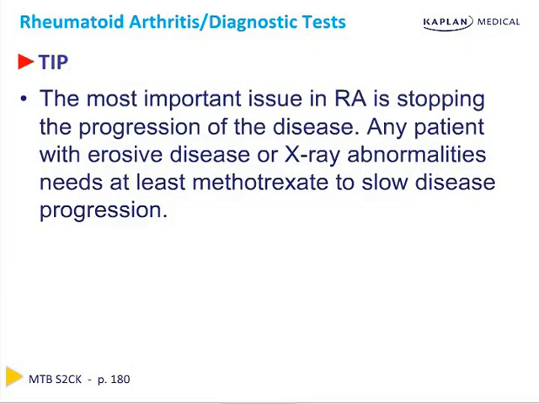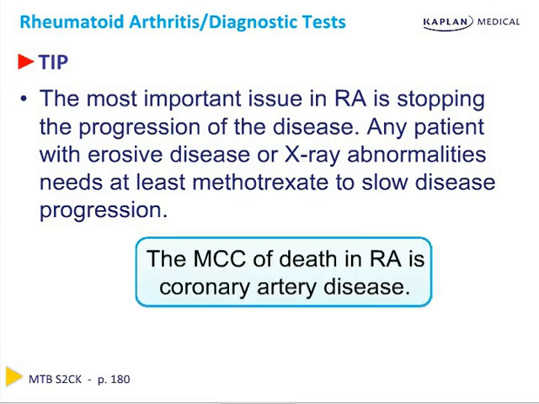The most important issue you must commit to memory is in rheumatoid arthritis, we want to stop the progression of disease. Any patient with erosive disease or X-ray abnormalities needs a DMARD, or disease-modifying anti-rheumatic drug. At the bare minimum, you need methotrexate to slow progression. You can upscale if necessary. Also, remember, the most common cause of death in rheumatoid arthritis is actually coronary artery disease.